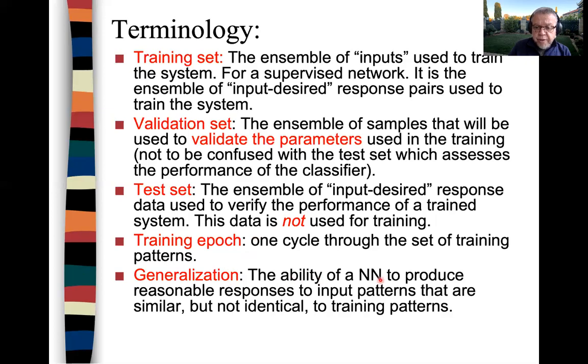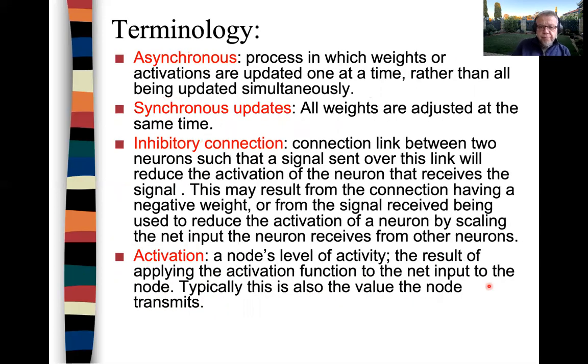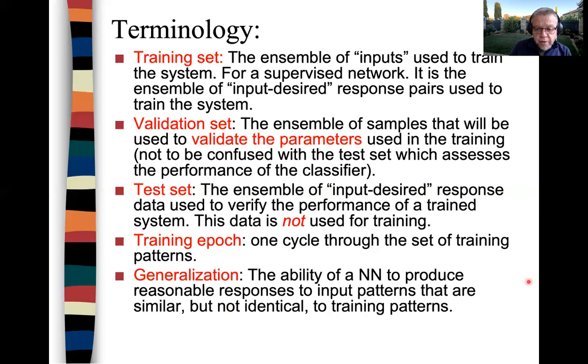So it is the ability of a neural network to produce reasonable responses to input patterns that are similar, but not identical to the training pattern. So again, you are assuming that the input patterns are similar to the ones that have been used in the training set. For simplicity, there are cases where you want to transfer knowledge, transfer learning, and so on, but that's a more advanced topic.